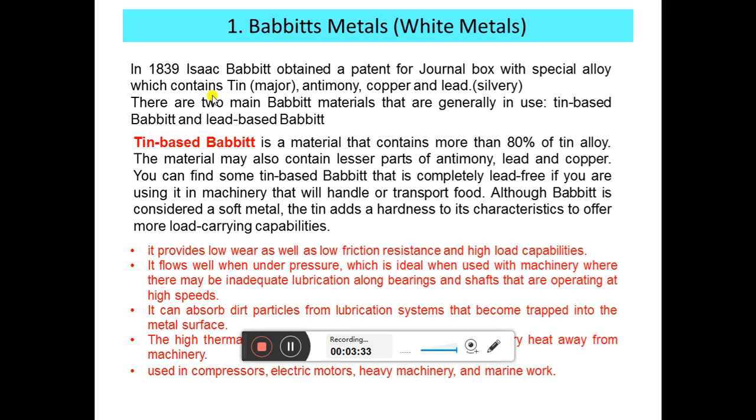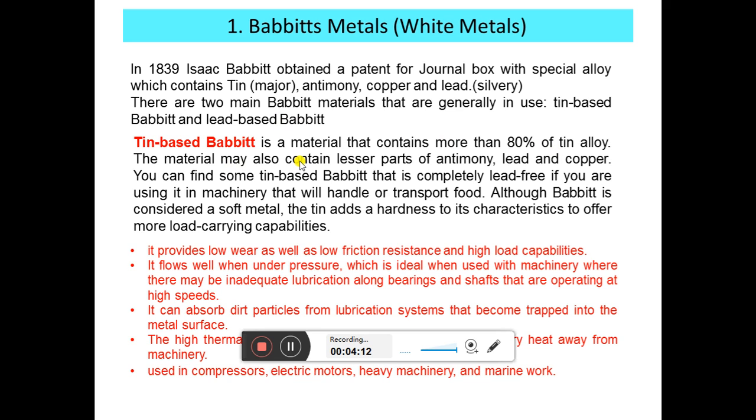We'll go to the first one. The first one is tin based babbitt, or tin based white metal, and this material contains more than 80% tin alloy, that's why it is called tin based. And this tin based babbitt is free from lead. Here there is no lead.